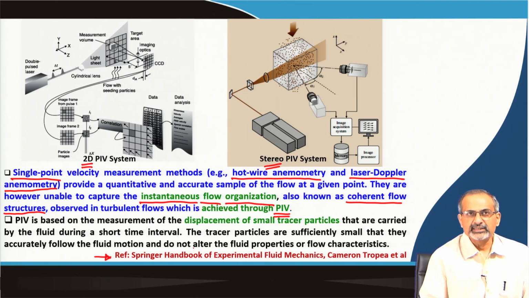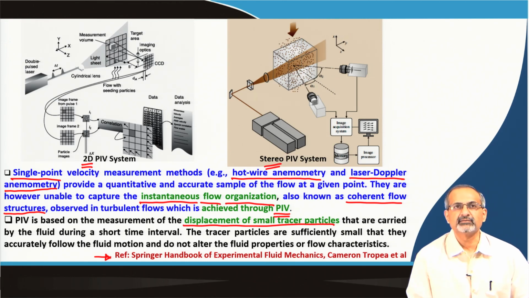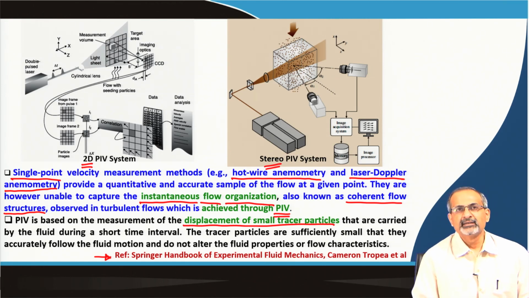PIV, as we mentioned already, is based on the measurement of displacement of small tracer particles which are carried by the fluid, and we look at the flow field over short time intervals as the flow field gets illuminated using laser based optics. The tracer particles are sufficiently small that they accurately follow the fluid motion. They do not alter the fluid properties or the flow characteristics. They are just out there to help us acquire information about the flow velocity.